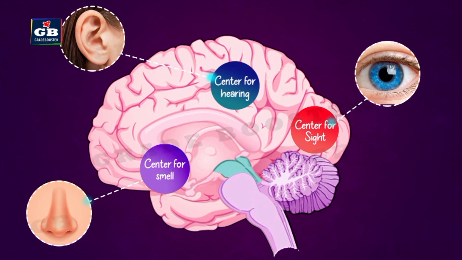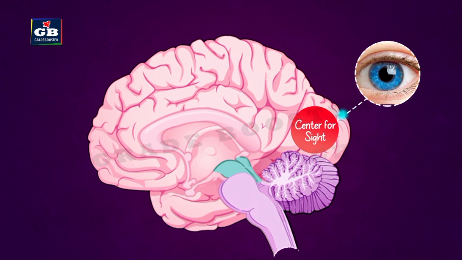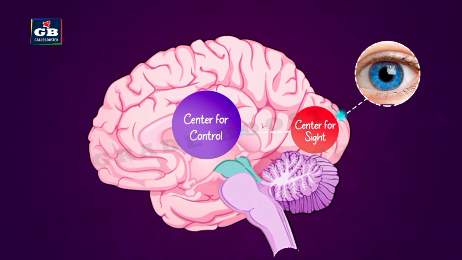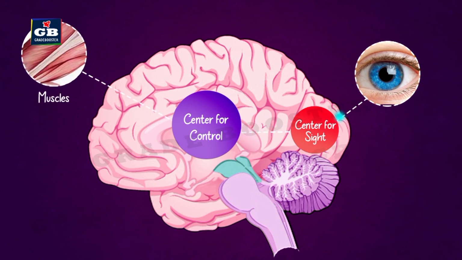The information from different sense organs is analyzed and compared with the information already stored in our brain. Based on this analysis, the forebrain takes a decision and sends it to the area of the brain which controls the movements of our voluntary muscles.